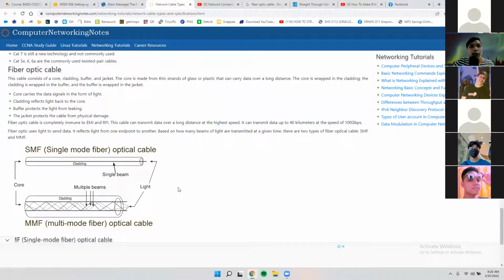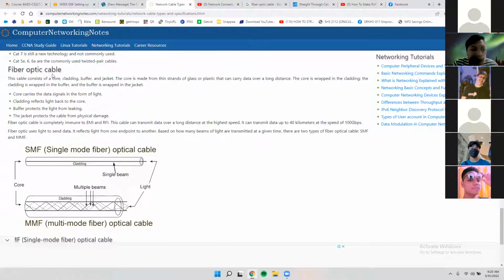Ito yung parang sa loob, merong linya na transparent. Kailangan niya ng ilaw para mag-transmit ng kanyang data. Kasi sa mga UTP, coaxial, it uses copper wires. Ang fiber optic, usually yung ginagamit, yung mismong core niya, which is parang puti siya na transparent, which is pagka ilaw, data transmits light.